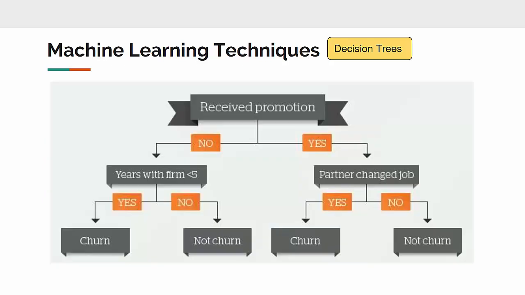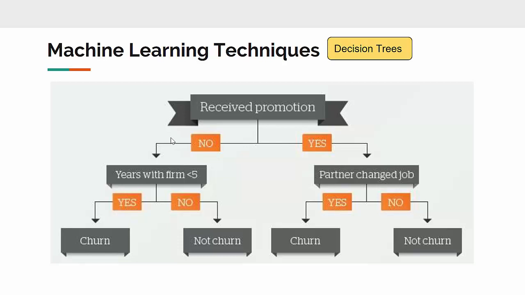Before we begin, let's think about what the possible results are. The result could only be either he decides to churn, meaning he decides to leave the company, or not churn, where he decides to stay with the company. So here we ask a series of questions. Did the employee receive a promotion recently? If the answer is yes, then we ask, did his or her partner change job recently? If the answer was also yes, then he is likely to leave the company or be on the lookout for a new job. But if the answer is no, then he is unlikely to leave the company.